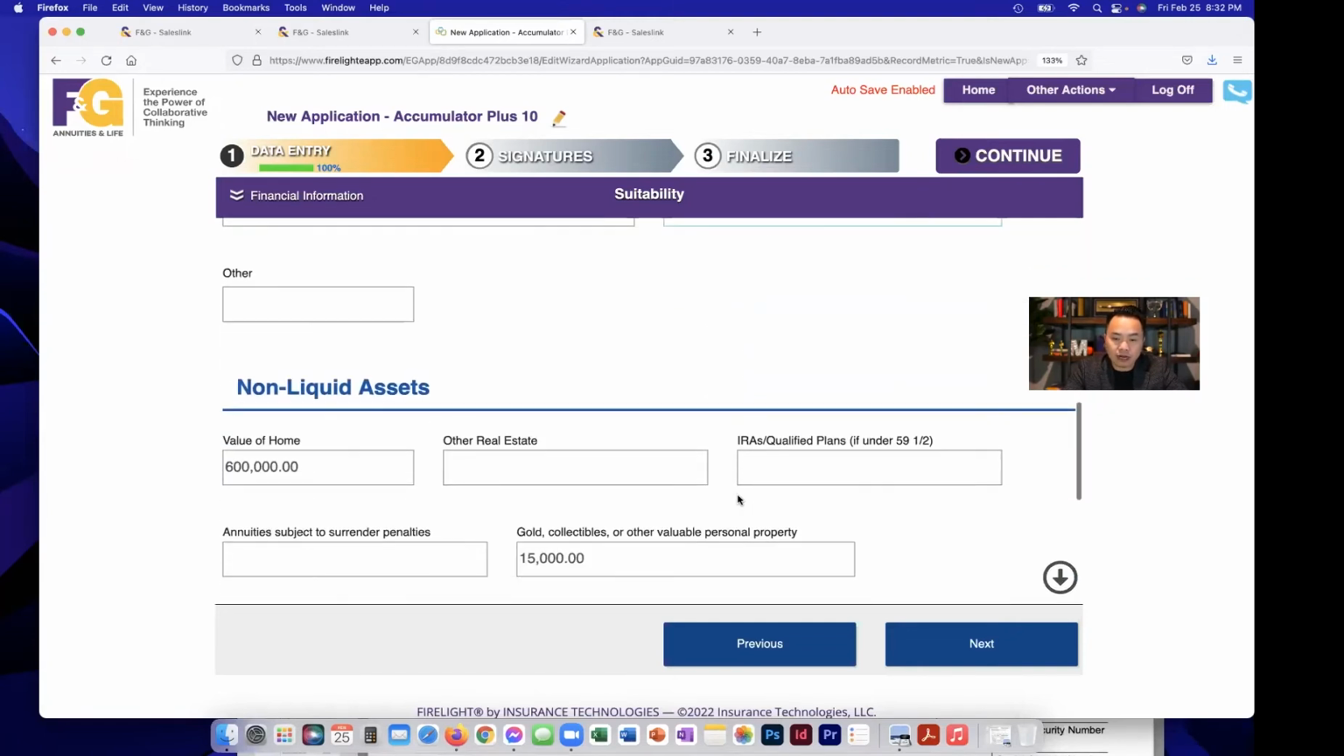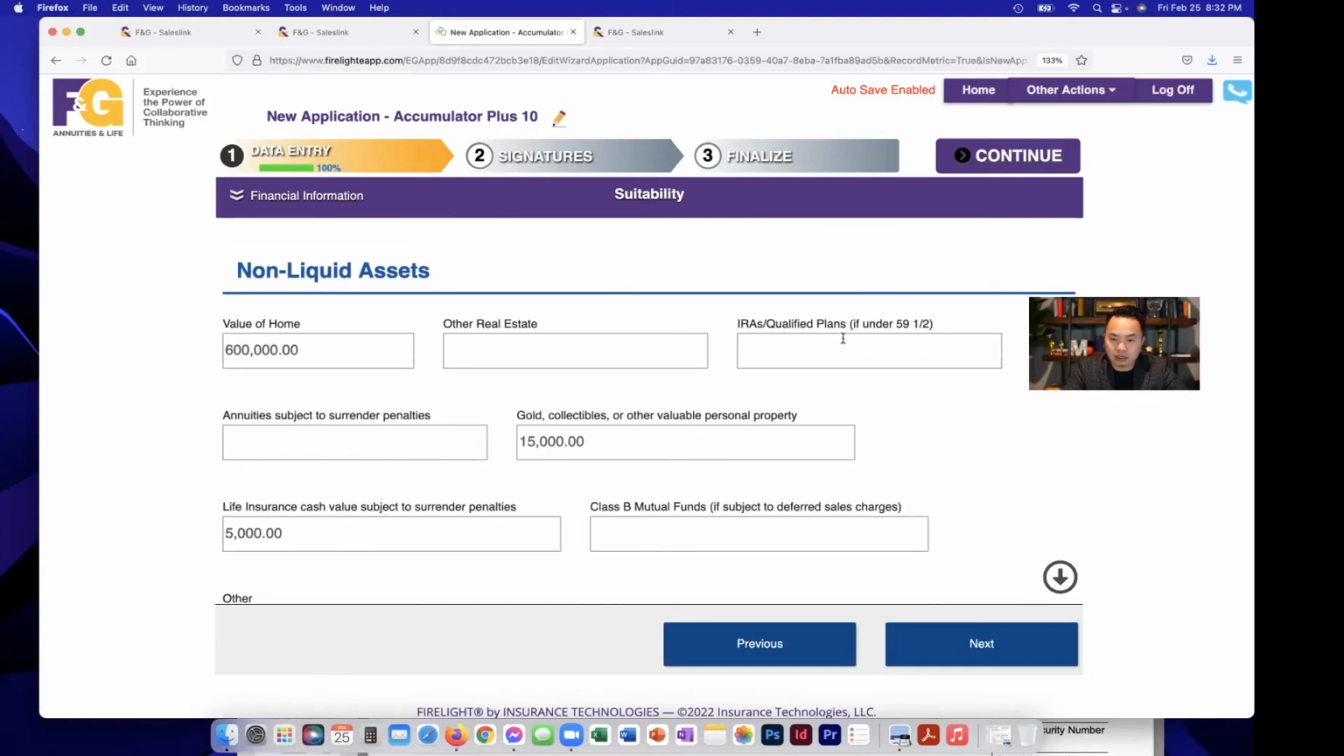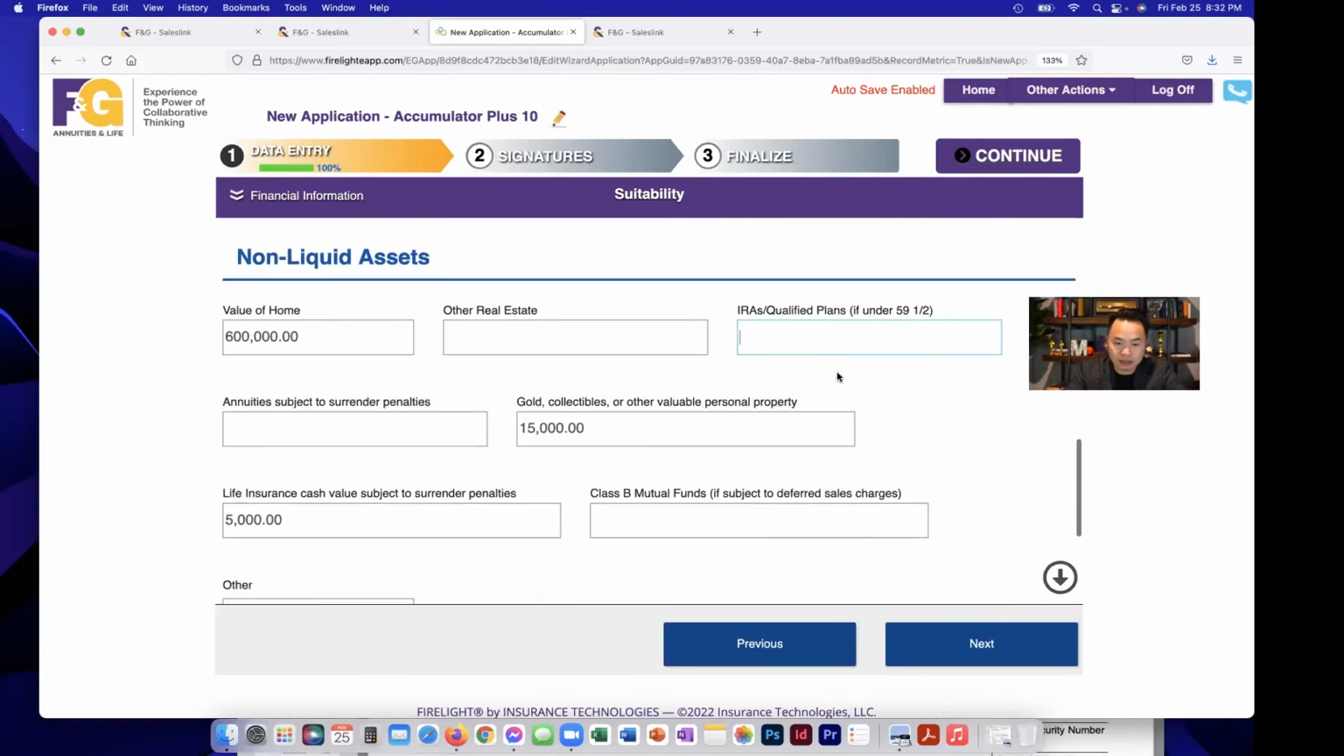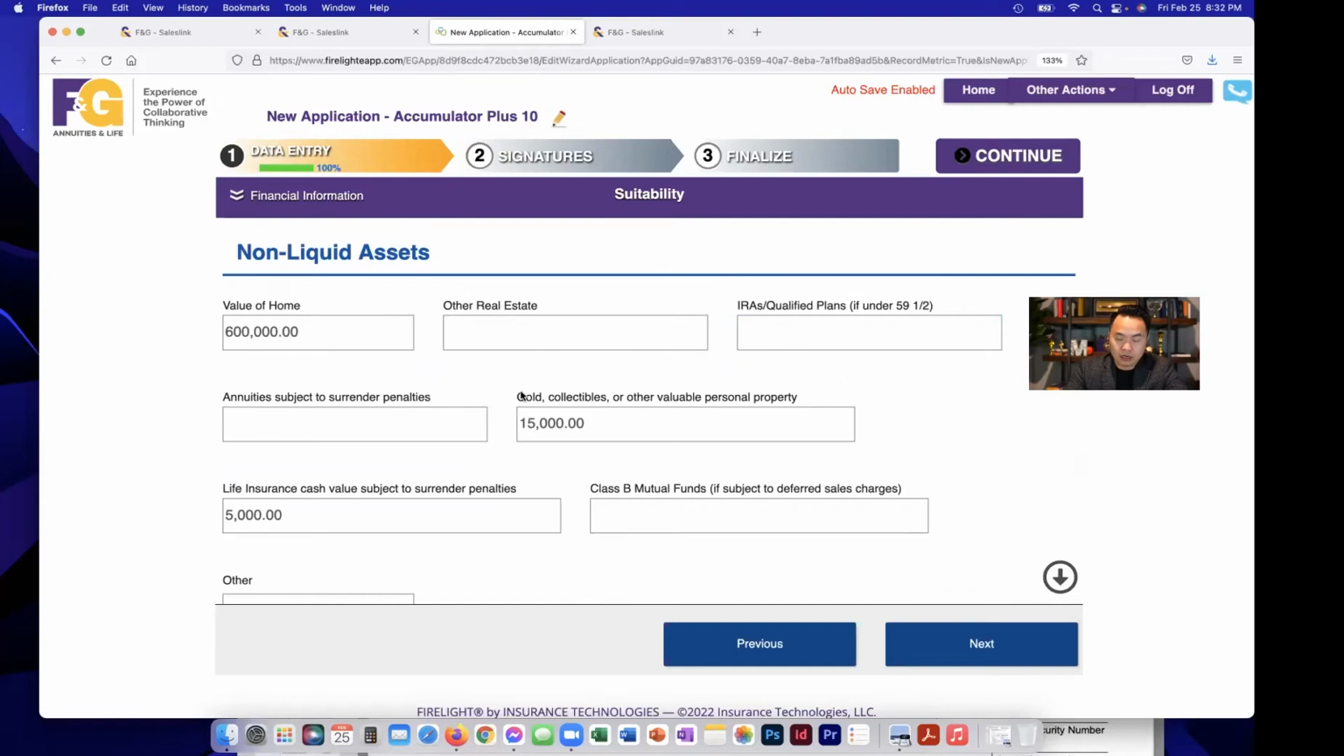If he's 45, then he will go under right here. You can see here, if under 59 and a half. I know a lot of people get this wrong and they have to redo this again. So make sure you get this right.